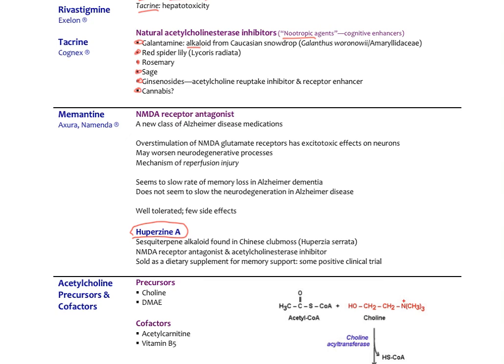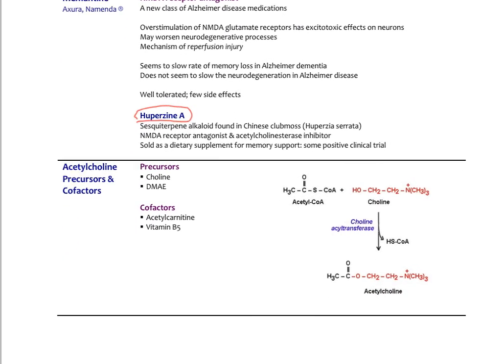And then another approach would be just to give precursors for acetylcholine in general. So to make acetylcholine, the body needs choline, and it needs acetylcarnitine, and it needs vitamin B5 as cofactors. So these are sometimes added to supplements, the thought being that you absorb these, they get into the brain to some degree, and they can upregulate acetylcholine synthesis.